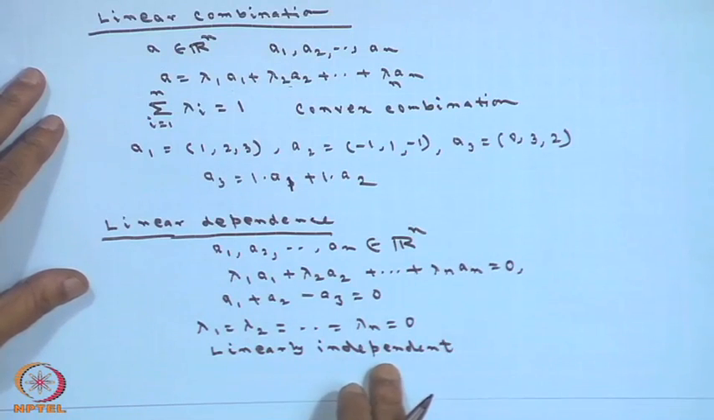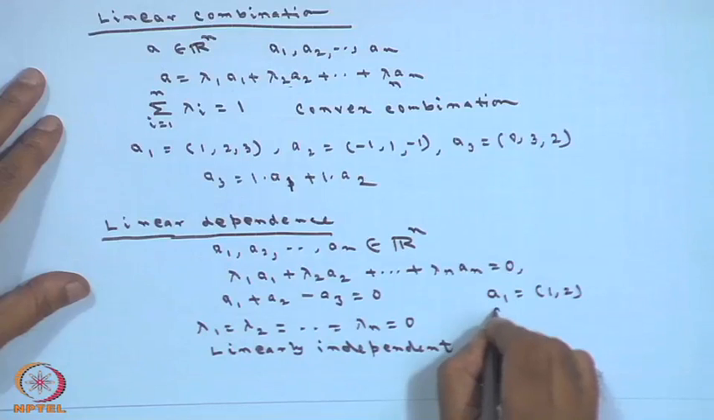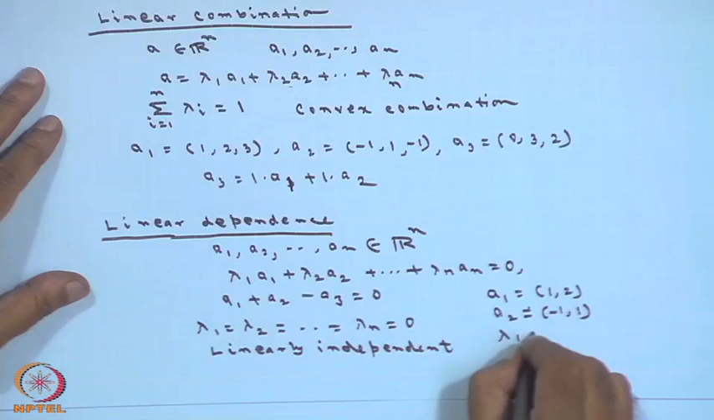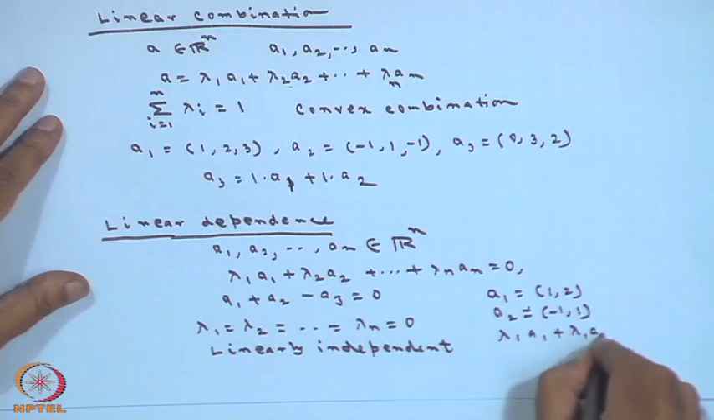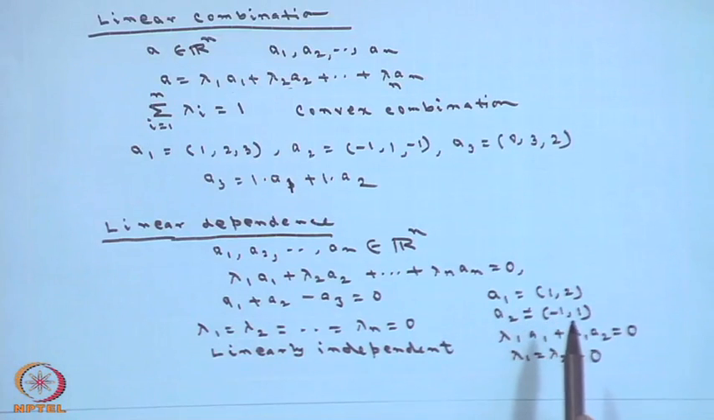So, linearly independent means that whenever you make a linear combination of these vectors equal to 0, all the lambda i's must be equal to 0. If I write one vector a1 and another vector a2, then lambda 1 a1 plus lambda 2 a2 equals 0 is possible only when lambda 1 equals lambda 2 equals 0. So, I can say that the vectors a1 and a2 are linearly independent.